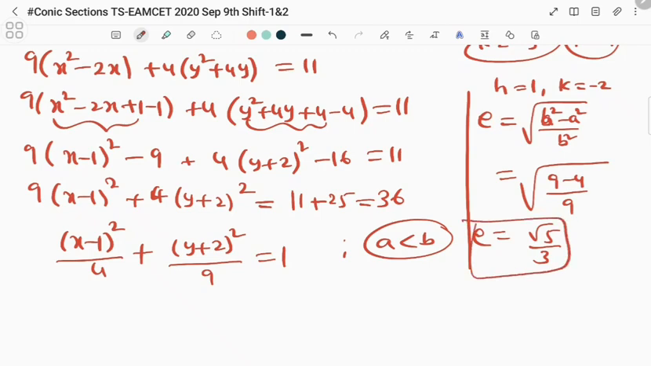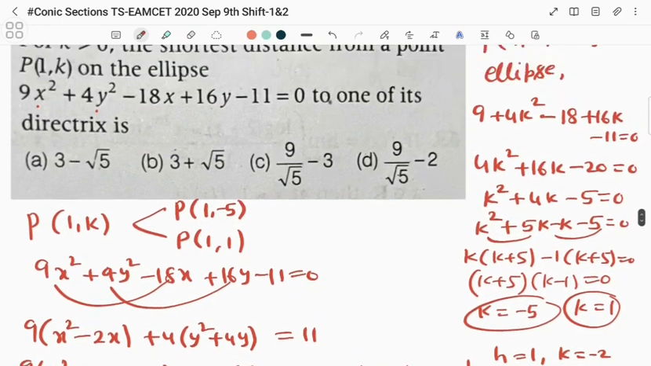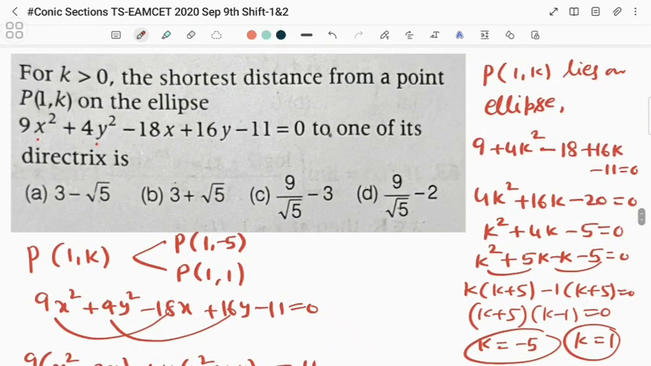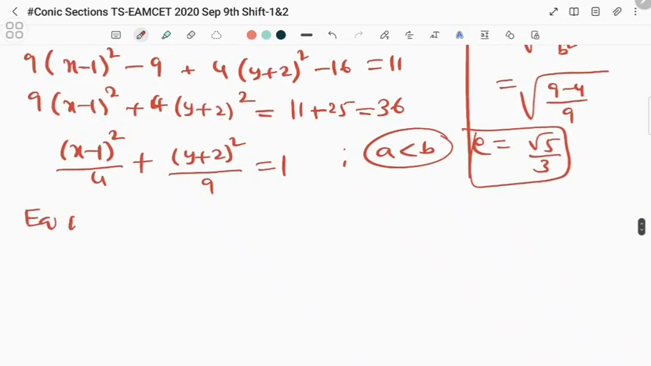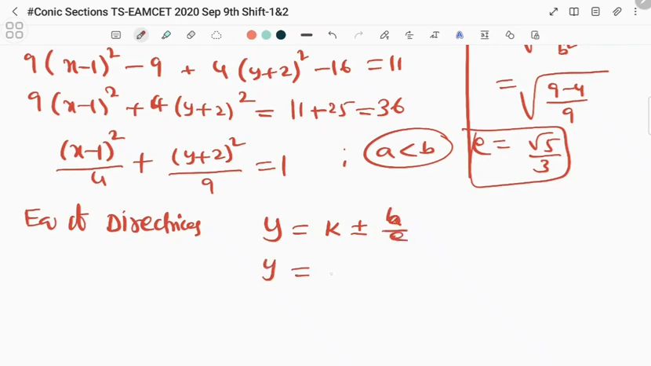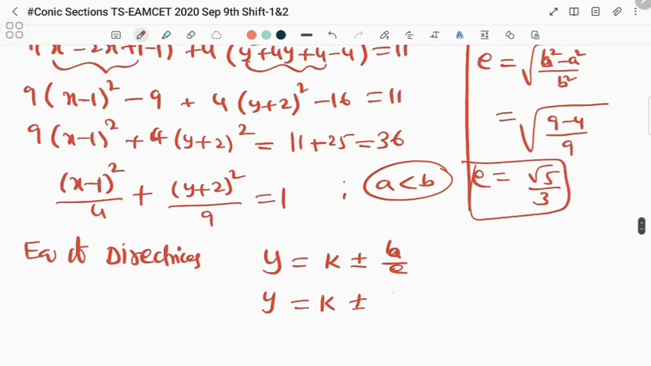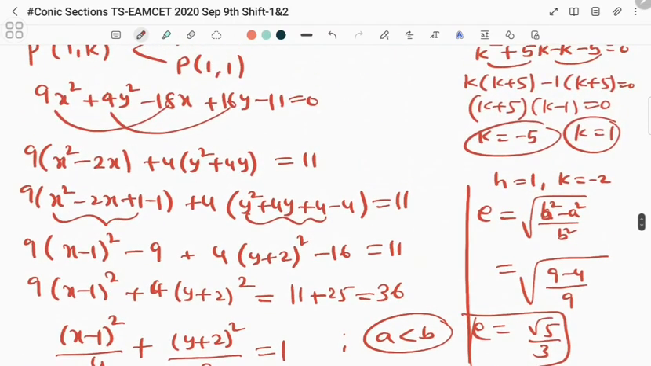What is the need of calculating eccentricity? Here the question is, the shortest distance of a point P(1, k) on the ellipse to any one of its directrix. What is the equation of directrix? Equation of directrices: y is equal to k plus or minus b by e. So y is equal to k plus or minus b value. What is b? b is equal to 3 by e value, root 5 by 3. That k value, two cases are there, no, k value.